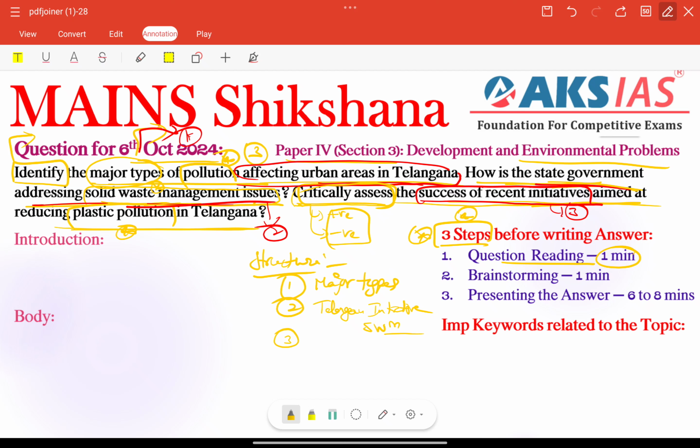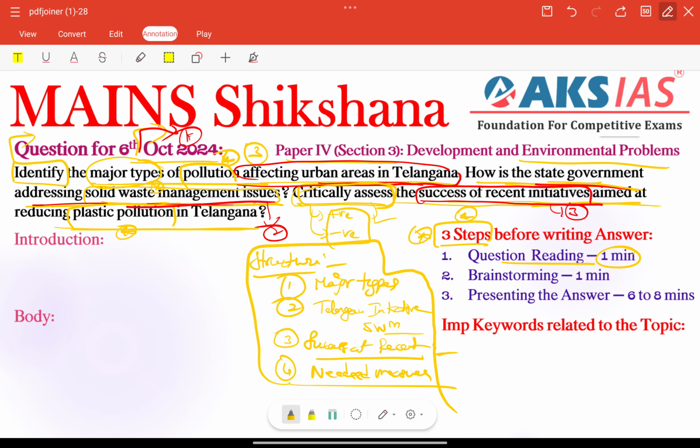Critically assess means we need to provide both positives and negatives in a particular point only, right? So no need to divide particular positives and challenges, etc. We can include both positives and negatives in a single point, right? Critically assess success of recent initiatives, right? Here we need to mention this particular question tag, criticality of the success of recent initiatives. Very important. Finally, we can provide some needed measures here before concluding our answer, right? Simple structure, no need for confusion here. So based on our keywords and question tags, right?